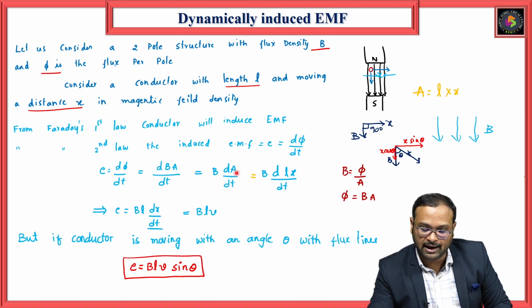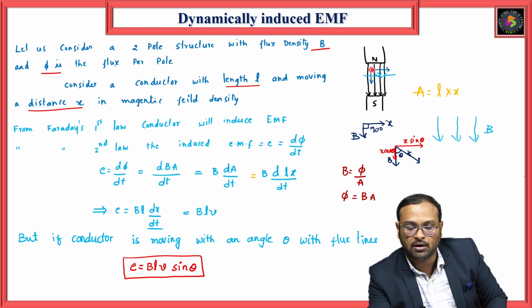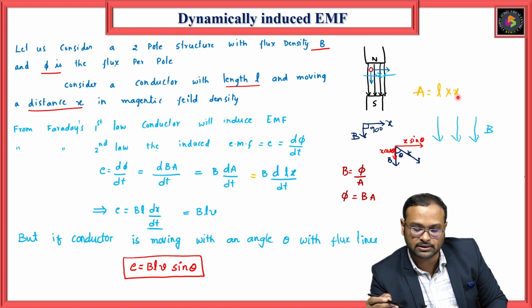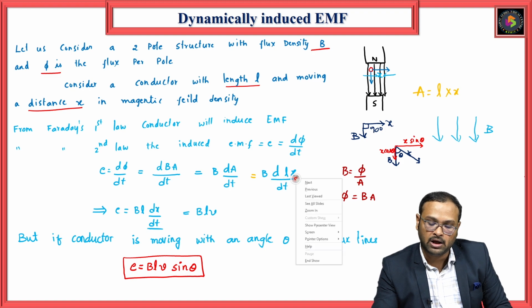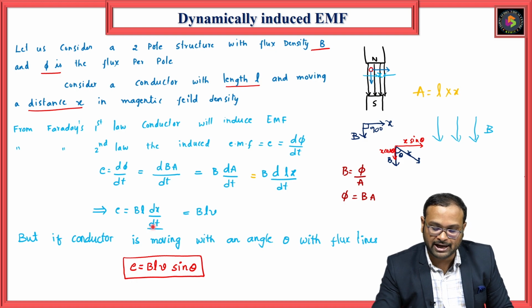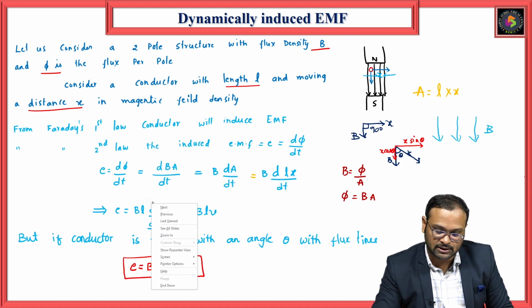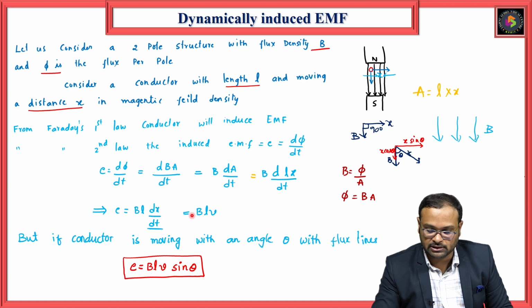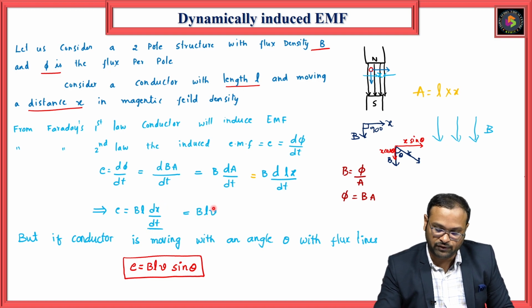Similarly, we have to calculate how much area this conductor covers. The length of the conductor is L and it covered the distance X, so the area is L into X. The same thing I substituted here. We know that the conductor length L is a physical parameter of the conductor, so L comes outside. So BL into dx by dt, where dx by dt is distance by time, which is known as velocity. So V is the velocity here.